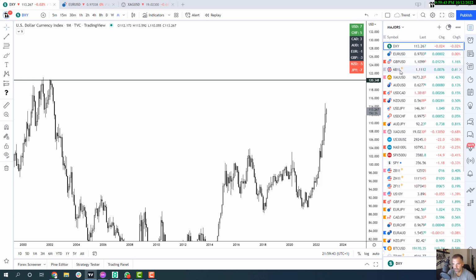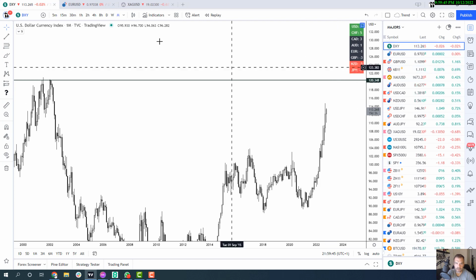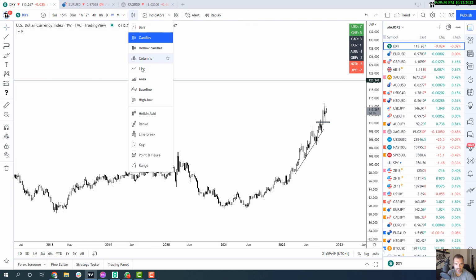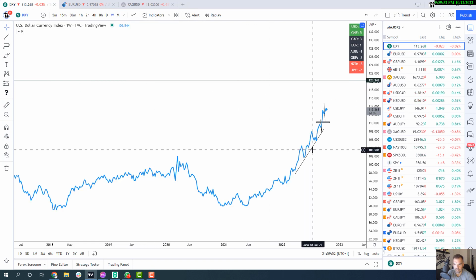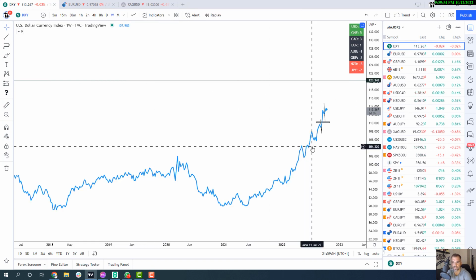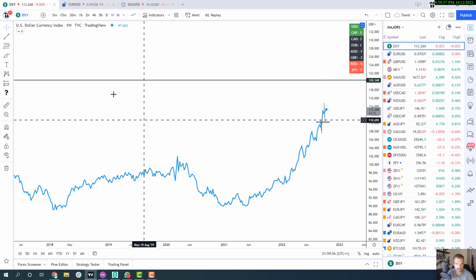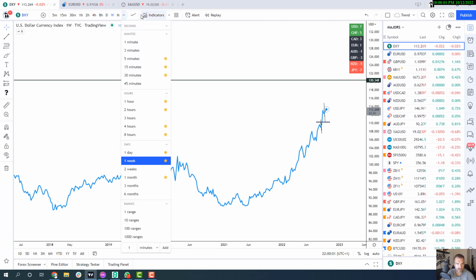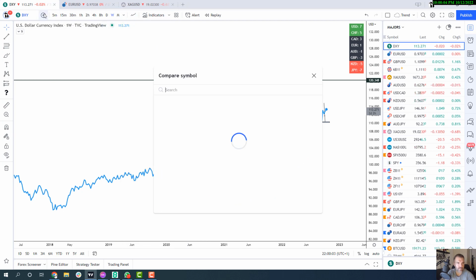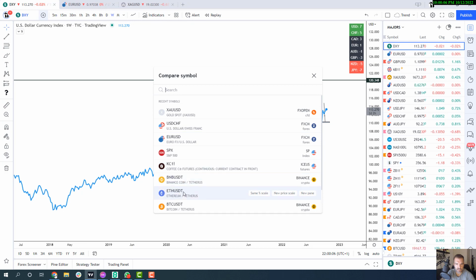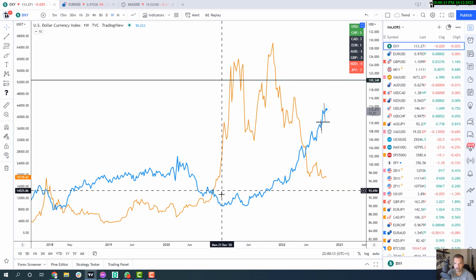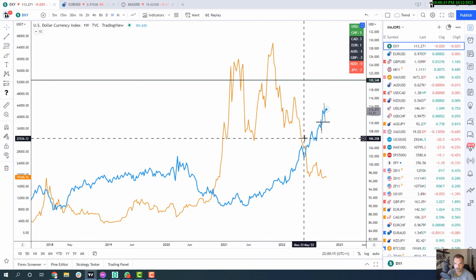So crypto, is there a correlation? Well, look, a simple way to look at correlations is to turn this to a line chart. So that's the dollar index. I'm going to bring in Bitcoin just so you can have a look at how the correlation works between the dollar and Bitcoin. So look, as the dollar is appreciating, what have we seen?